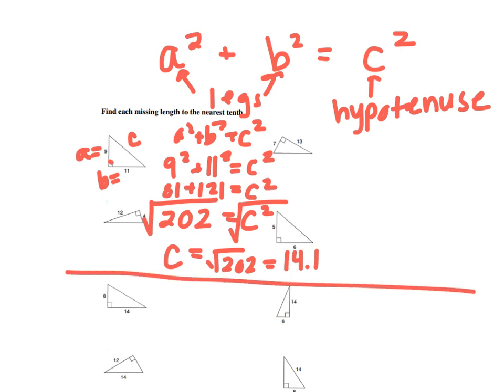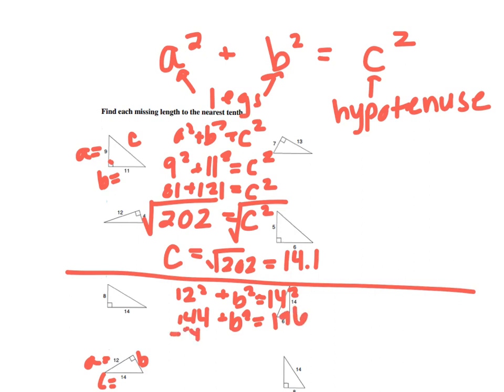Another type of problem we could get is like the one down here. So the one down here, we know a, but we don't know b, and we know c. So if we set up the Pythagorean theorem, we're going to fill in a. We don't know b, but we do know c. So we're going to fill in what we do know. So that gives me 144 plus b squared equals 196. I'm going to subtract 144 from both sides to give me b squared equals 196 minus 144, which is 52.